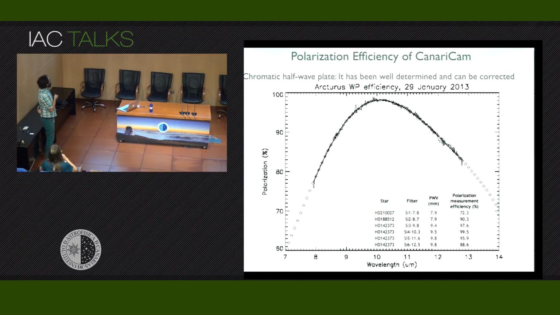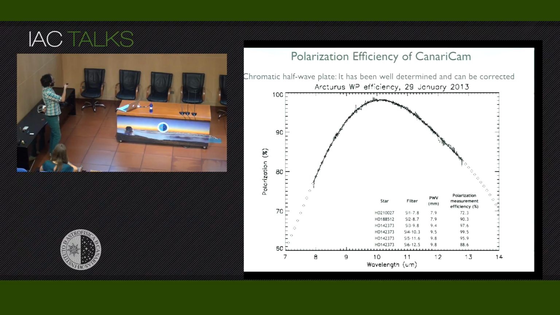The half-wave plate is chromatic, but it has been well determined. Here I have the polarization efficiency versus wavelength between 7.5 and 13 microns. As you see, the maximum efficiency is expected at 10 microns, which is around 99.5%, and then it decreases below and above 10 microns. That means that if you are expecting 100% polarization at 10 microns, you will obtain 99.5% polarization.